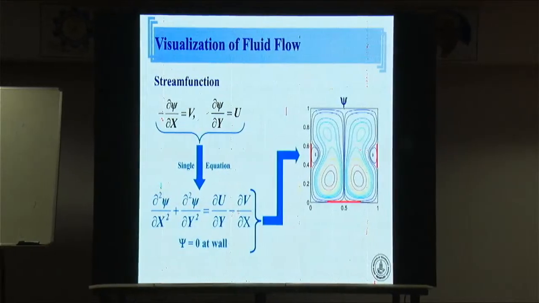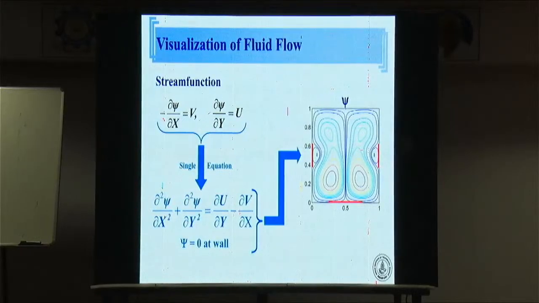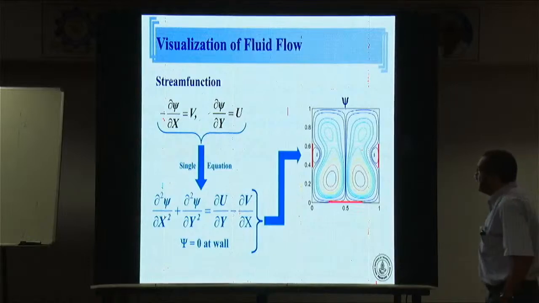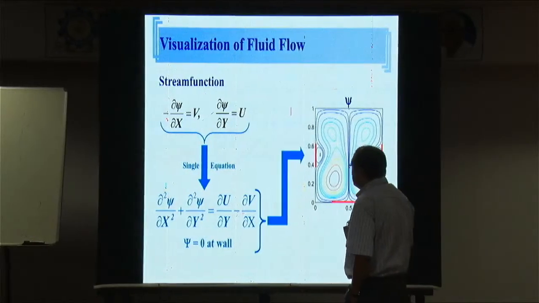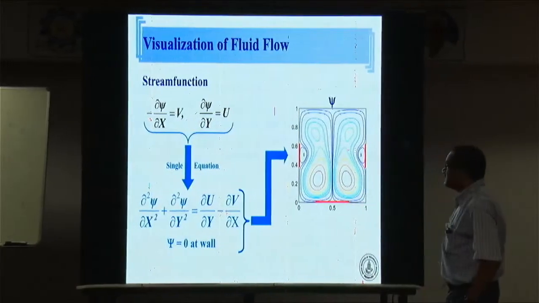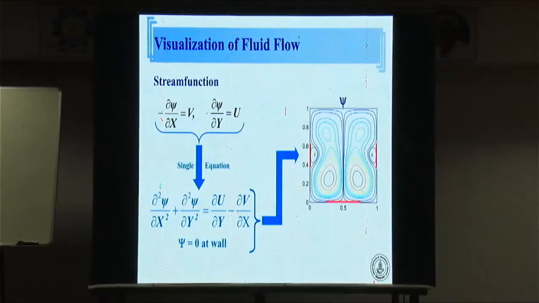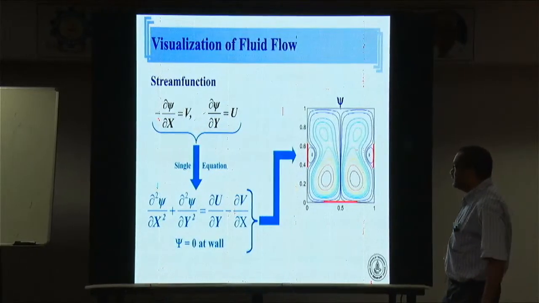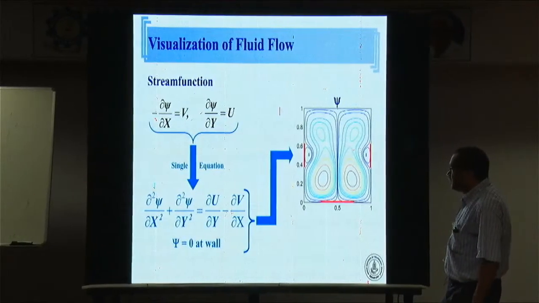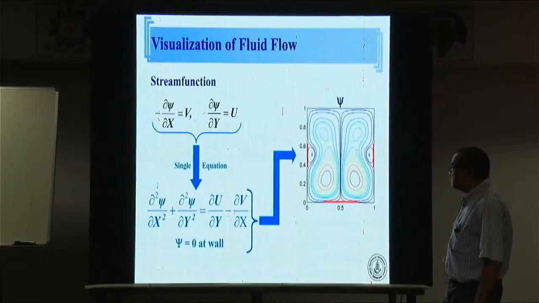Next slide please. So, for the visualization of heat flow and fluid flow, we have the stream function. ∂ψ/∂x with a minus sign equals v, and ∂ψ/∂y equals u. ψ is the stream function, and this is the way, if you have the velocity components, you can actually use the differential equation to obtain the stream function.